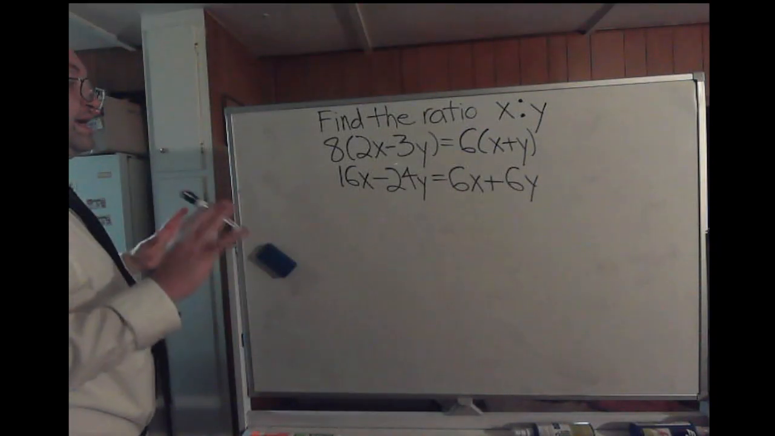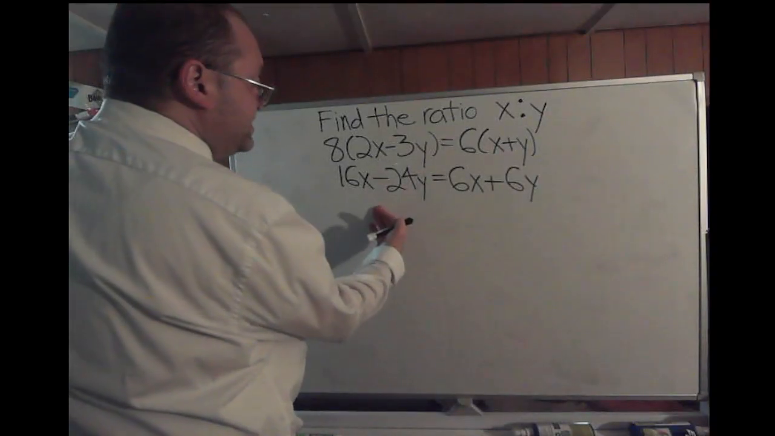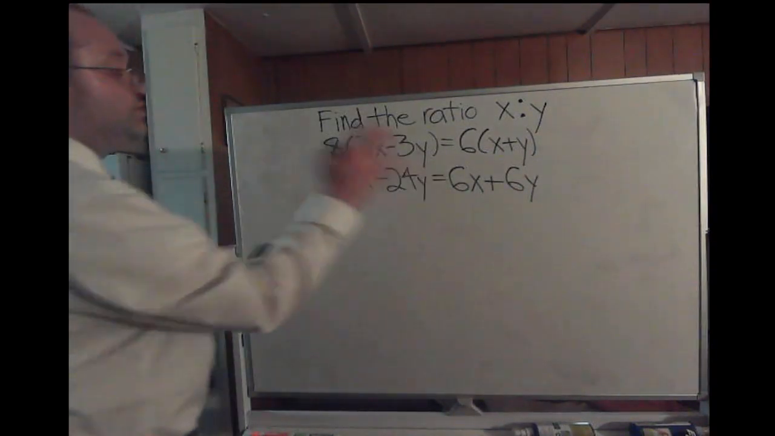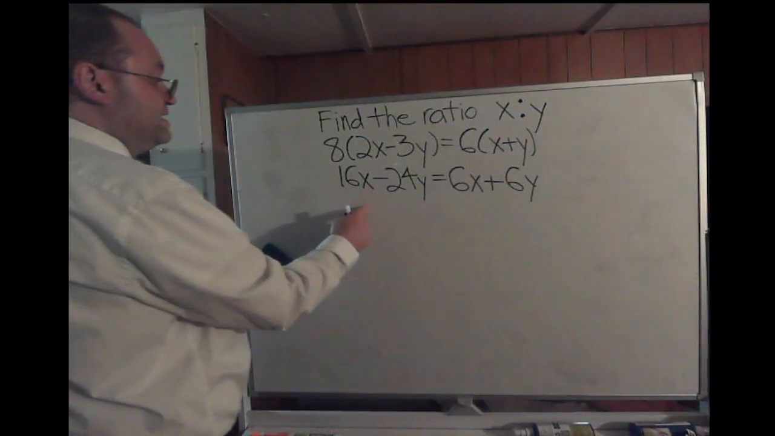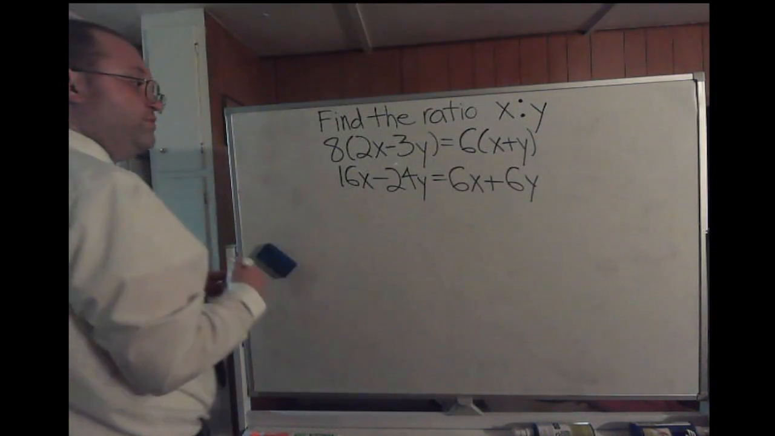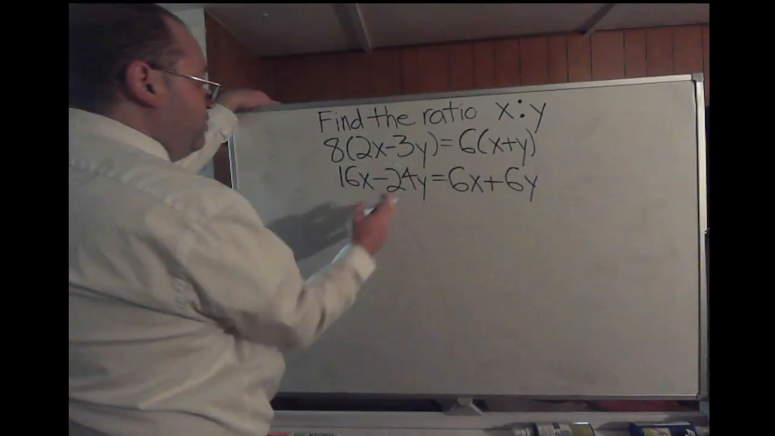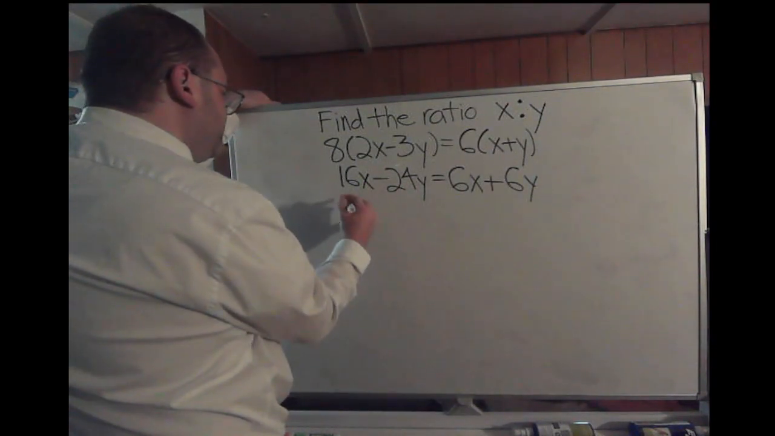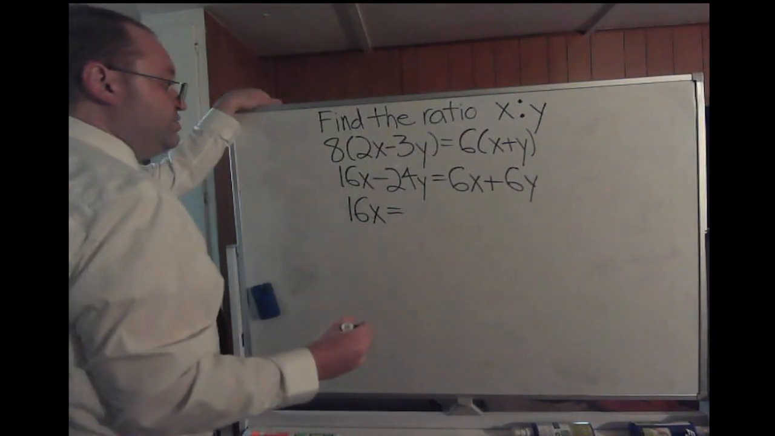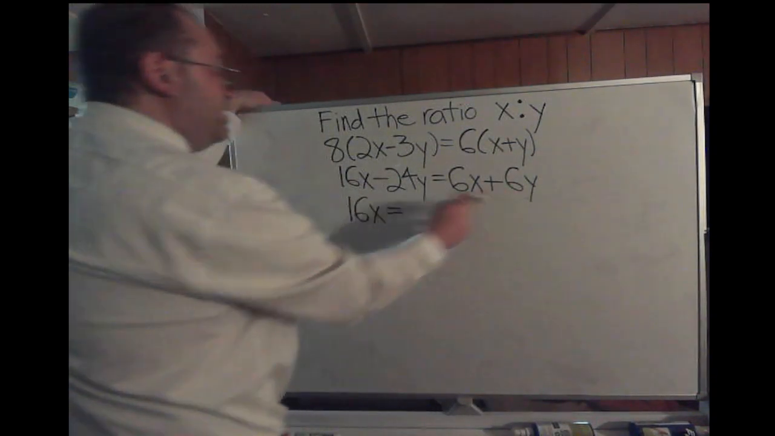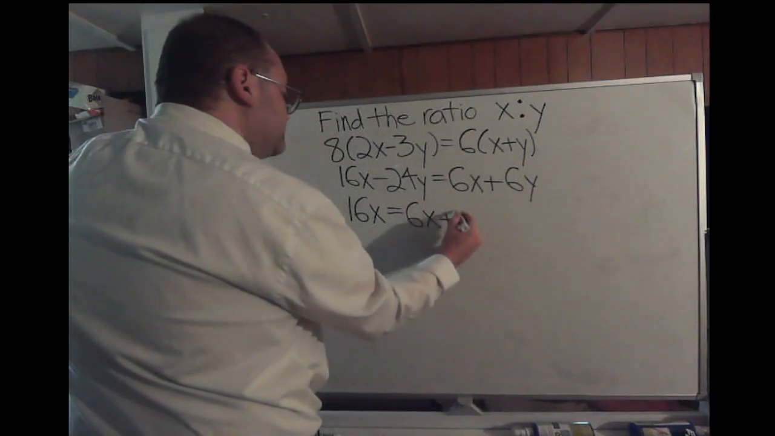Okay, now we want to get the x terms ultimately to the left side, the y terms ultimately to the right side. Well, first get that 16x by itself. You need to get that negative 24y out of the left-hand side, which means you need to add 24y. If you do that to the left side, you're just left with 16x. That'll be equal to 6x plus 6y plus 24y. That would give you 6x plus 30y.